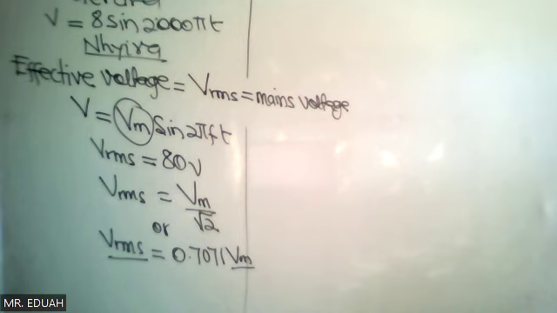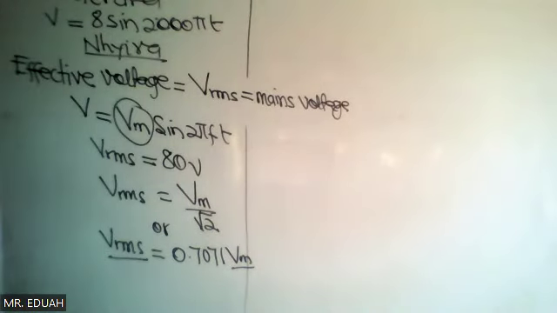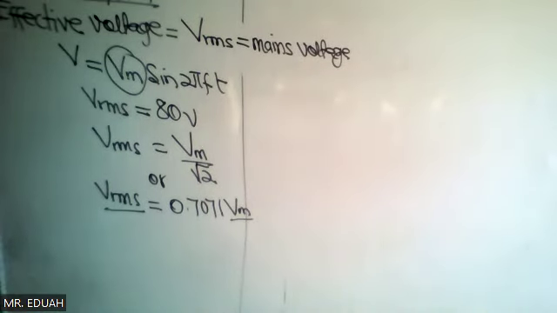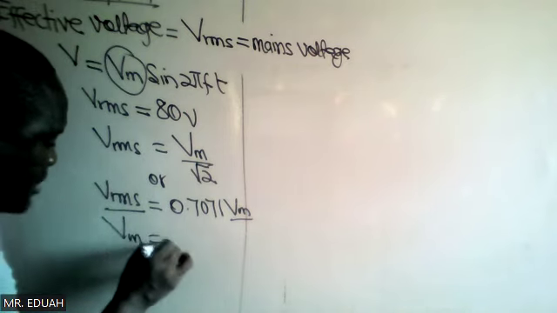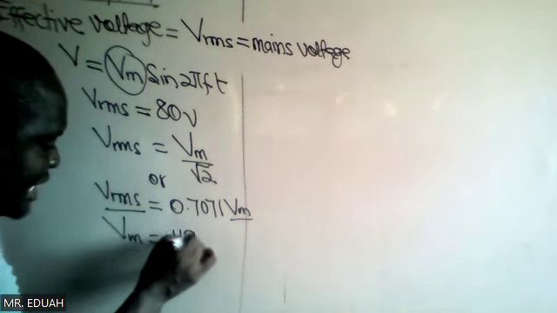Maybe I had the same answer. So 113, sine omega. Please, when you are doing this, please be careful. Open your eyes to get the right thing done. So V peak or maximum is equal to 113 volts.